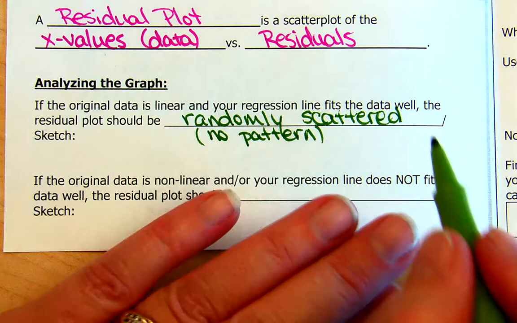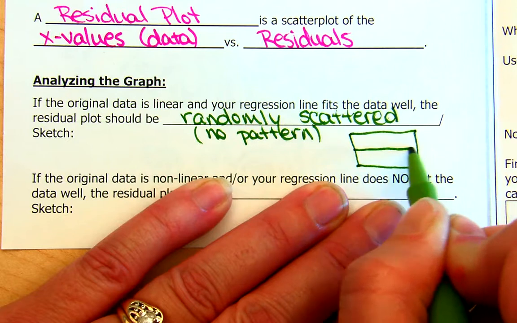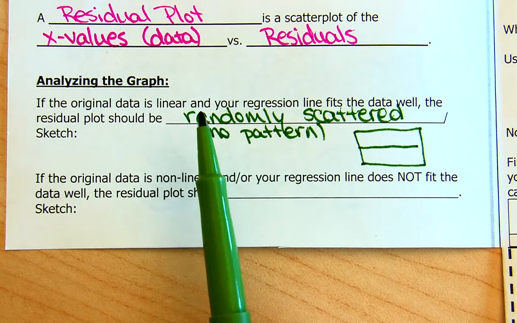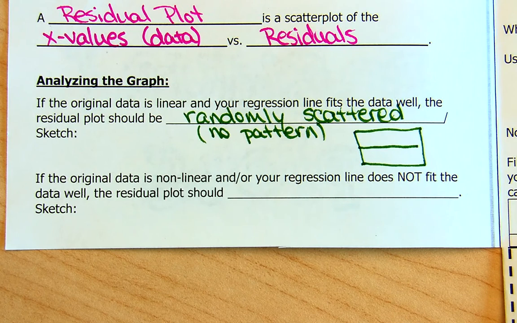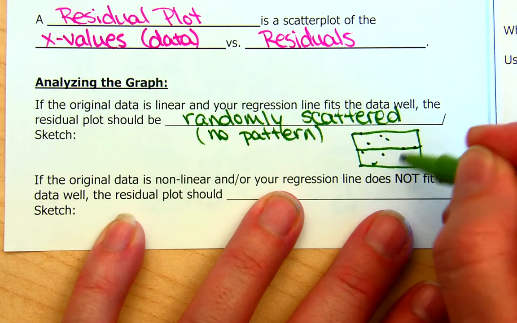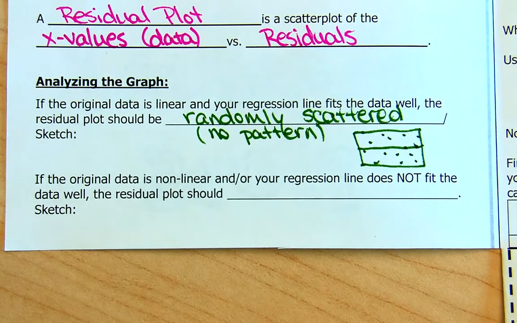So typically when you graph one of these, we'll have the x-axis, and if it's randomly scattered and there's no pattern, we should have some positive residuals, some negative residuals, and they should be scattered all around. So our graph is just a random scatter of dots where we don't really see a pattern. Some are positive, some are negative, they're just everywhere.